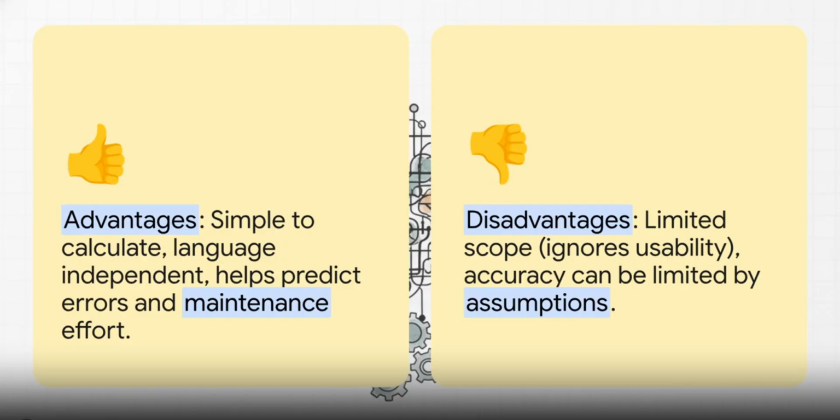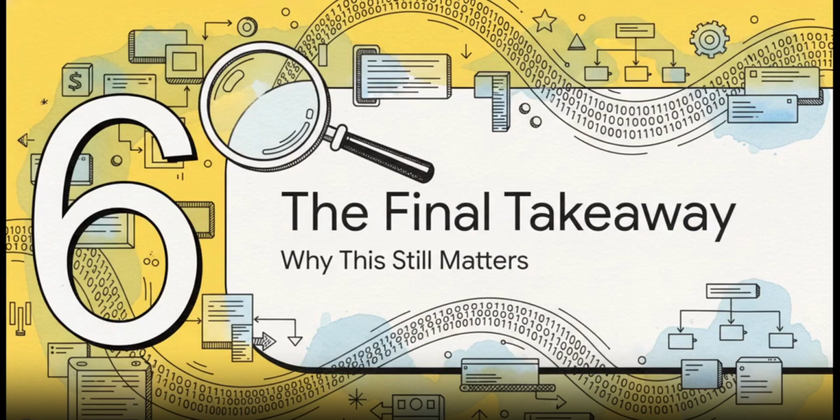But on the other hand, it's got some massive blind spots. I mean, it tells you nothing about the user interface or how the whole system is designed. And its accuracy, well, it really hinges on some big assumptions about how people write code. All right, let's zoom out and wrap this up. After all of this, what's the one big takeaway you should remember about Halstead's metrics?